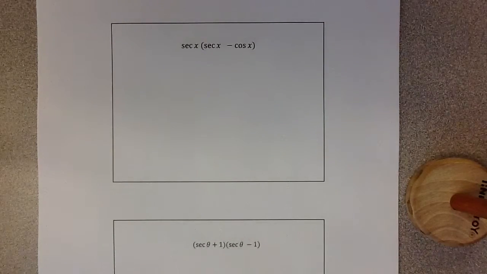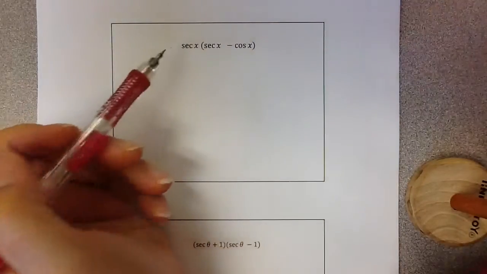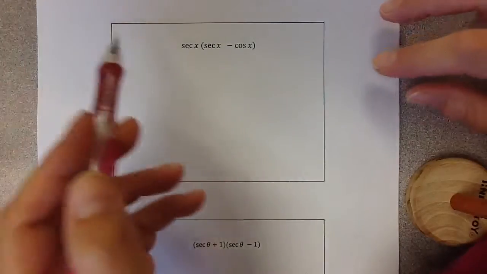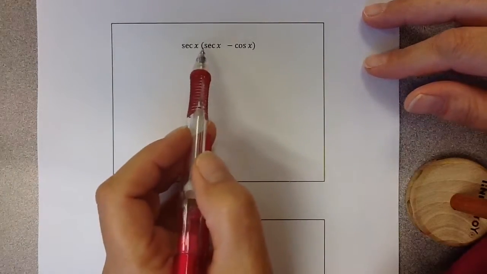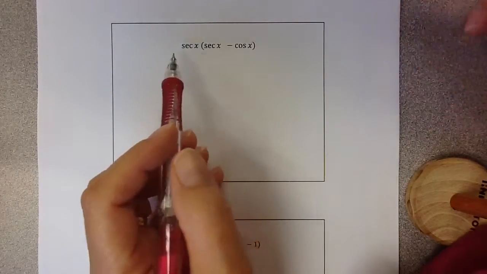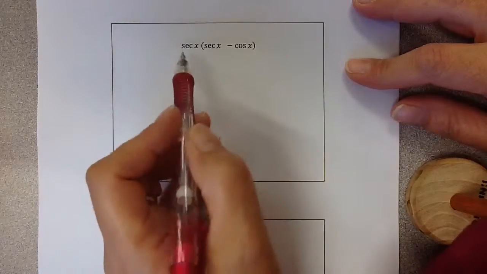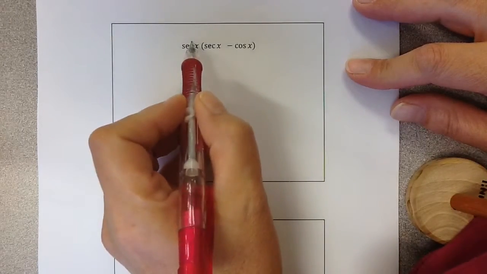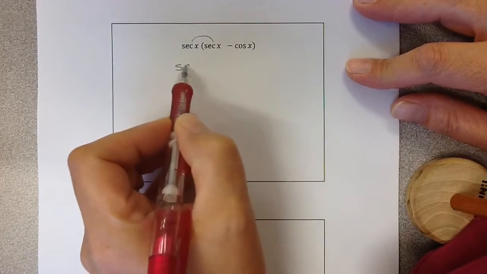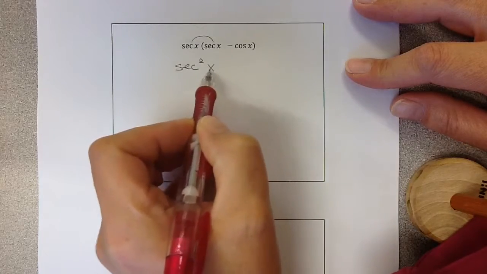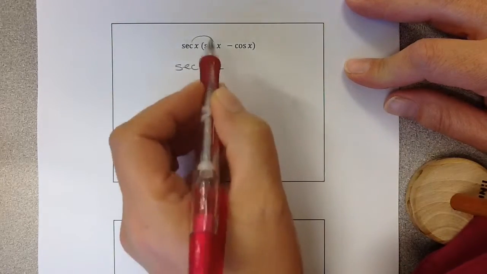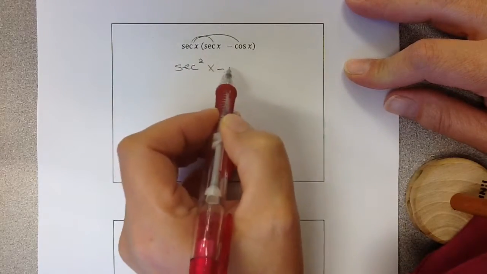And one of the things that should just sort of jump off the page is that it looks like a distributive property situation. So anytime we have parentheses that imply multiplication, distributive property will generally take us somewhere nice. So we're going to start with that approach. So secant times secant is secant squared. Don't forget your x, minus secant times cosine.